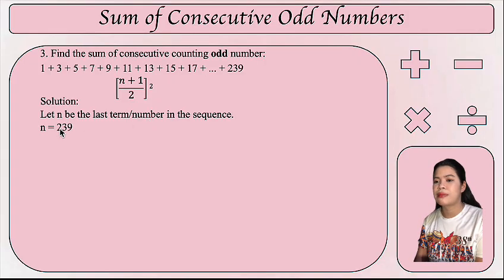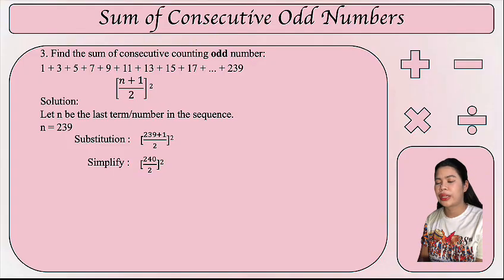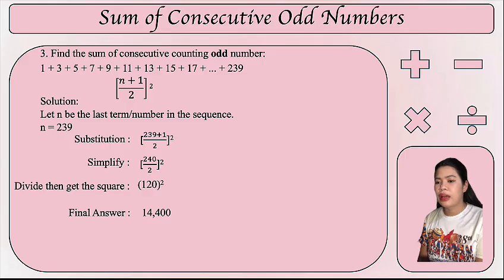The first step would be substitution. We are going to be substituting the value of 239 to the value of n. So we are getting 239 plus 1 divided by 2, squared. So we are going to simplify by adding 239 plus 1, which is 240. So we are getting 240 divided by 2, squared. So we are going to divide 240 by 2, so we are getting 120. Find the square by multiplying the number to itself, which is 120 multiplied by 120. Now we are going to get the final answer, which is 14,400.